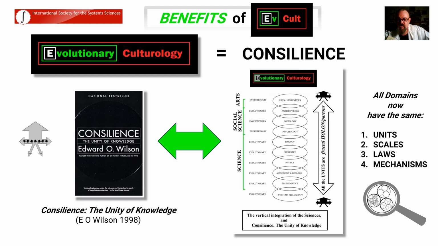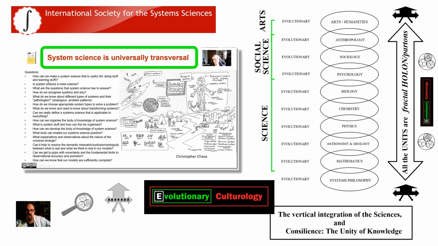laws, mechanisms. Next. Here's a slide from one of Gary's mini symposia. System science is universally transversal, and thank goodness for that. That means so is EvCult, because EvCult reduces systems to their simpler scientific structure and function by 3 laws. So it's a beautiful thing. Bit of order among the chaos there.